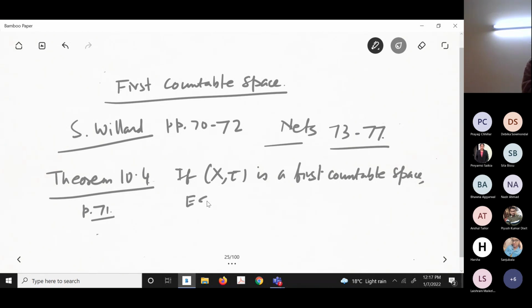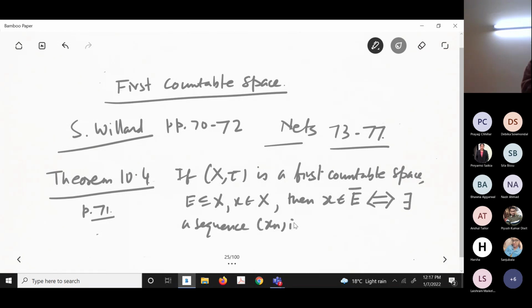Let E be a subset of X, and x belongs to X. Then x belongs to E bar if and only if there exists a sequence x_n in E such that x_n goes to x, like you did in metric space.